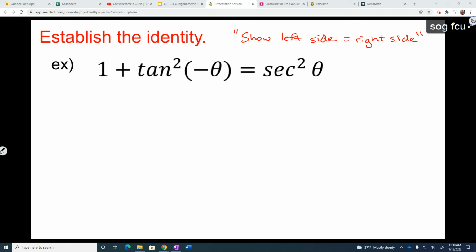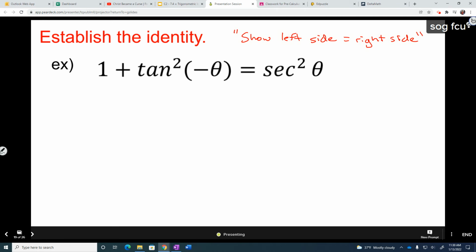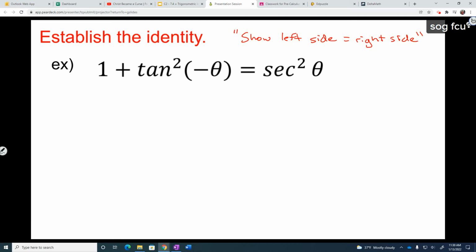So the second one, what do you guys think we probably want to do first here? We want to try to make this equal to secant. What should we do first? Okay, that's a good idea. That's based off of what you were doing yesterday. That's what you would want to do.